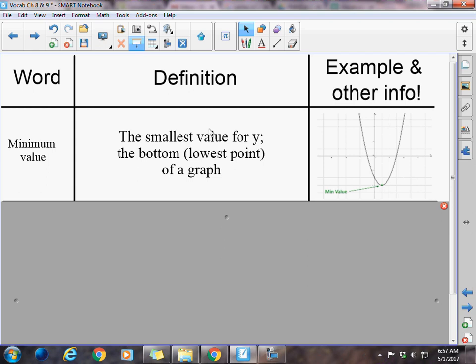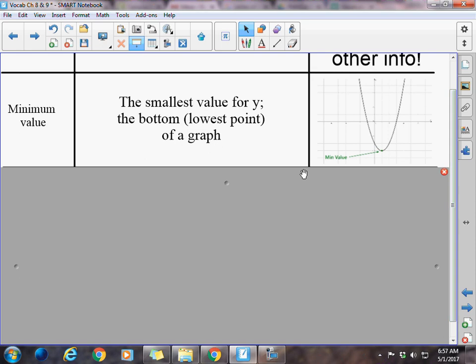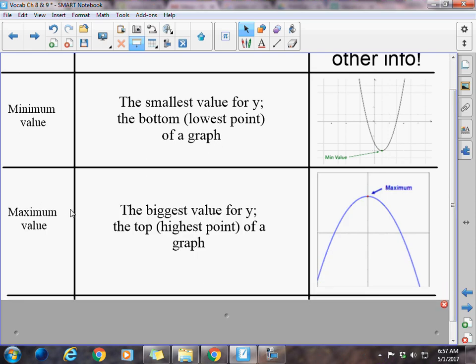Minimum value. When you graph a parabola or deal with a quadratic function, there'll be some point, the vertex, where it changes direction, right? Well, if that's the lowest point, the lowest output for y, then it's called a minimum. It's the smallest value for y, and the opposite of that is a maximum value.